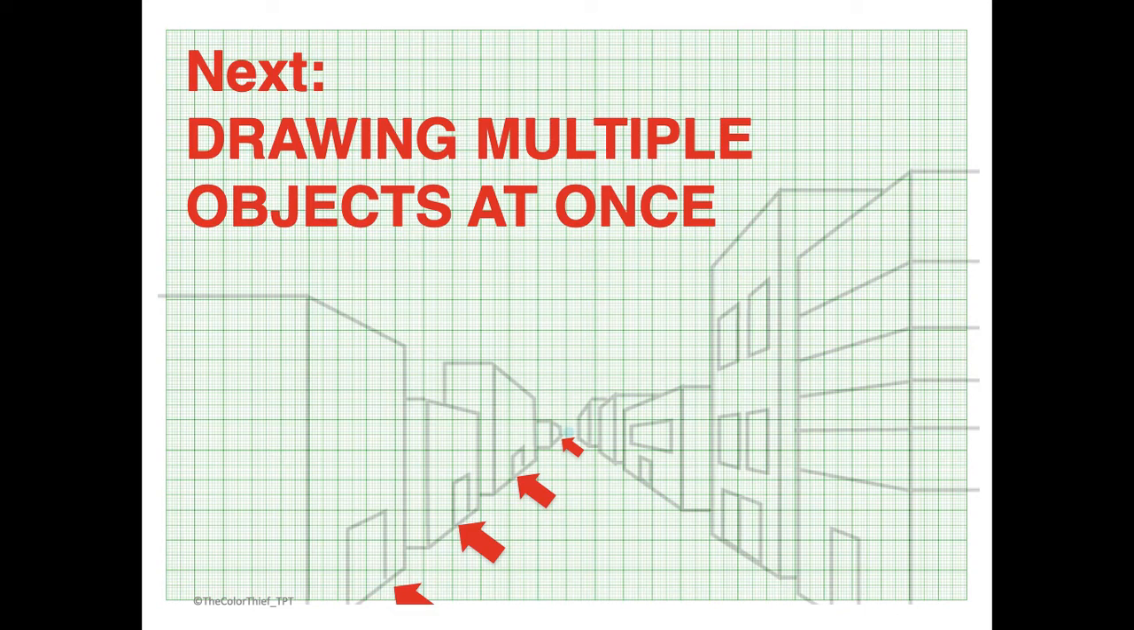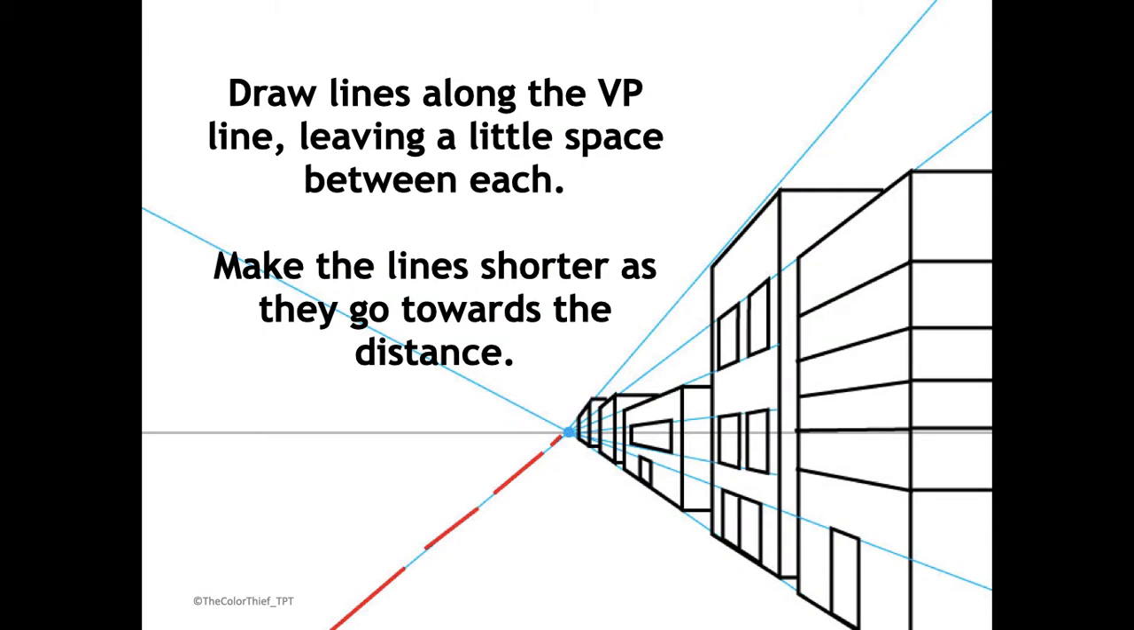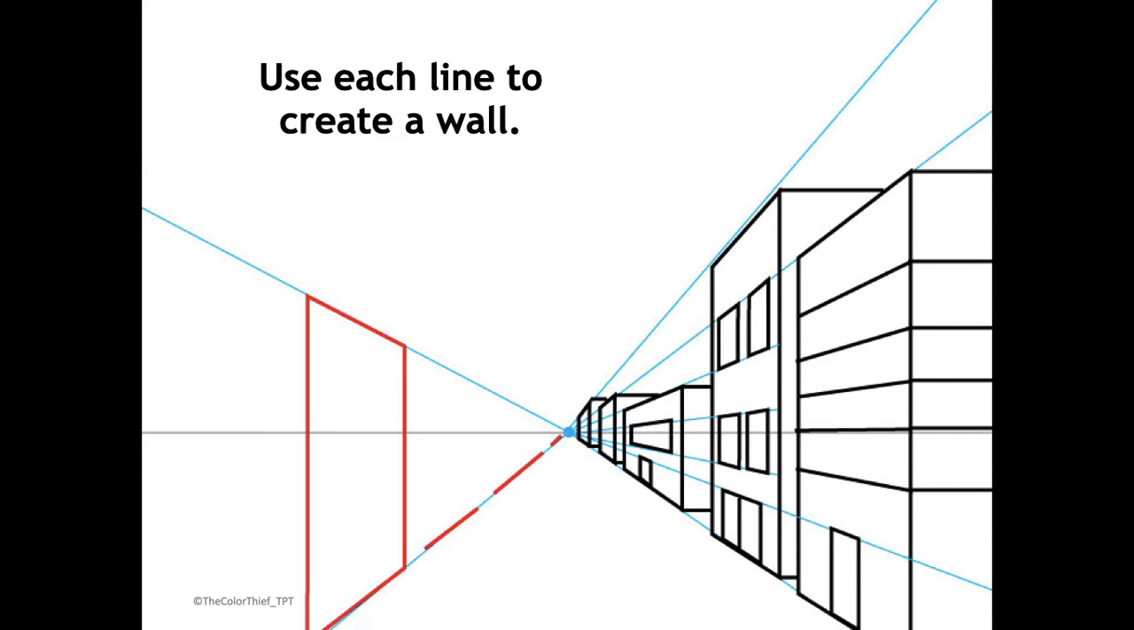Next, we're going to attack the other side of the road by drawing multiple objects at once. You're going to draw lines along the vanishing point, leaving a little space in between them. Make the lines shorter as they go off into the distance. So on your bottom vanishing point, you're going to be drawing lines just like you see here, smaller as they go off into the distance.